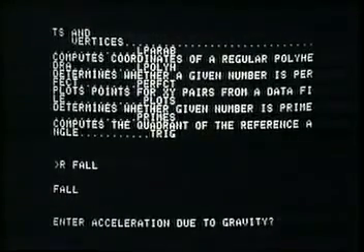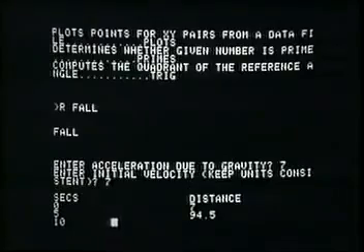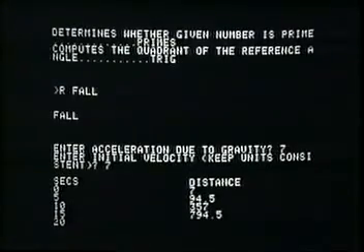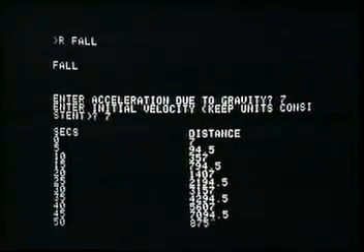Enter acceleration due to gravity. I'll say 7. Enter initial velocity. Again, I'll put 7, just to see what happens. Oh, I get it. It calculates how far an object will have fallen after 5, 10, 15 seconds, and so on.